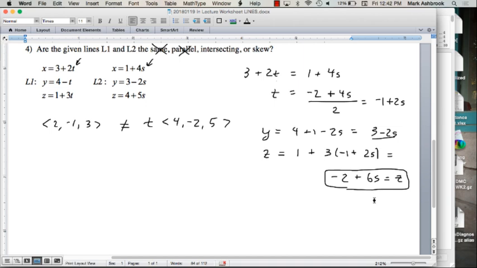The y equation, 5 equals 3, if you add 2s to both sides. This is wrong? Yeah, this is wrong. 4 minus t. Oh, I see. This is 5. Is that what you're saying? No, 4 minus this, plus 1 minus 2s. Yeah, 5 minus 2s, right? So they're skew because that doesn't equal that and that doesn't equal that.